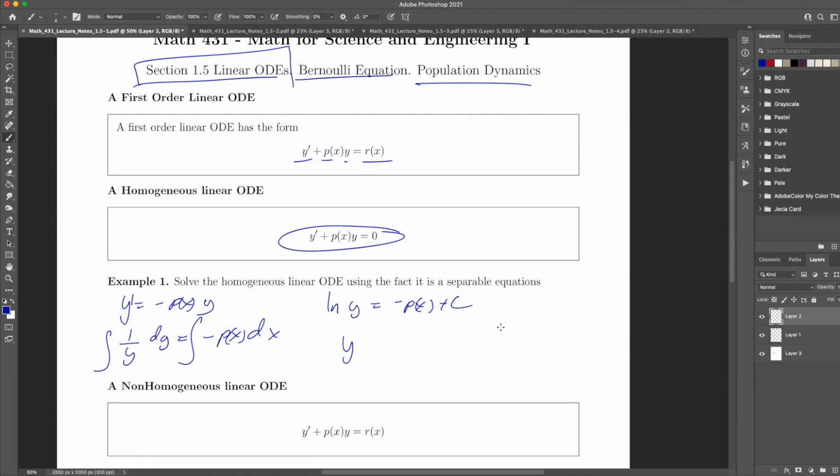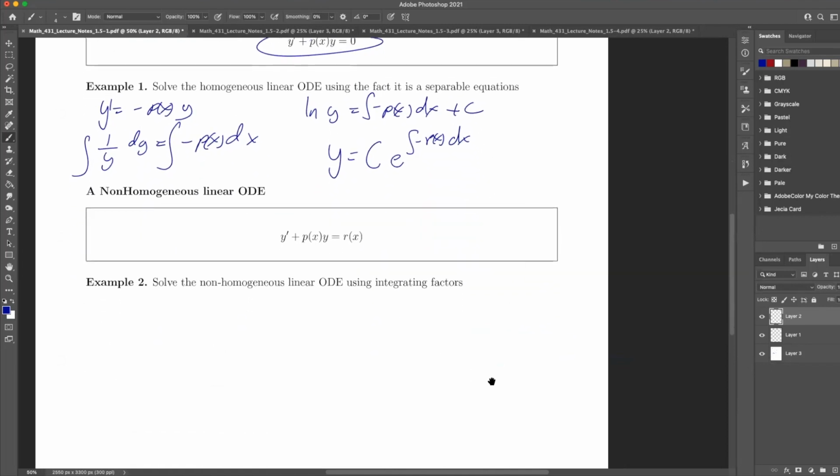Let me back up. y equals c e to the minus integral of p of x dx. So no matter what p of x I give you, whatever function of x I give you, you know what the answer is. It's just y equal to this, because I can always solve it by separating the variables.